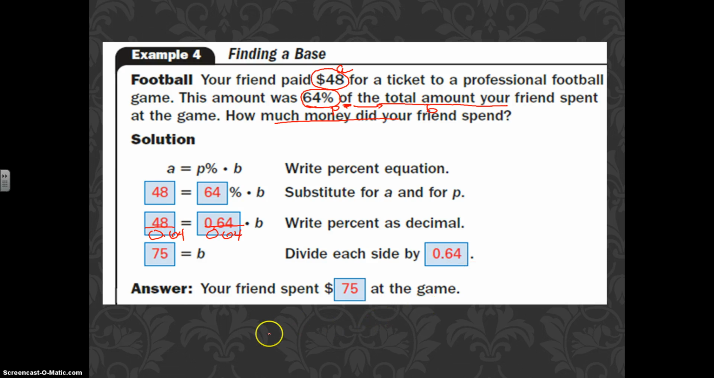Just so you know, it does not matter to me if you want to use the proportion, A over B equals P over 100, if you're more comfortable with that, or the equation.